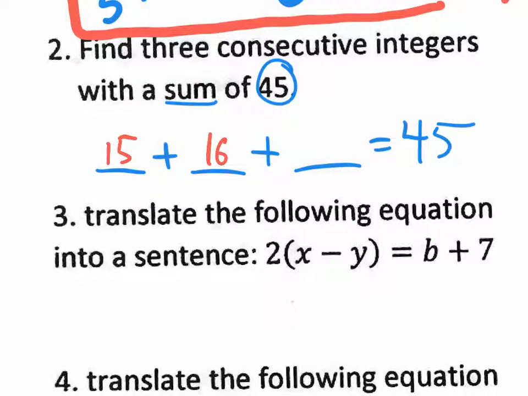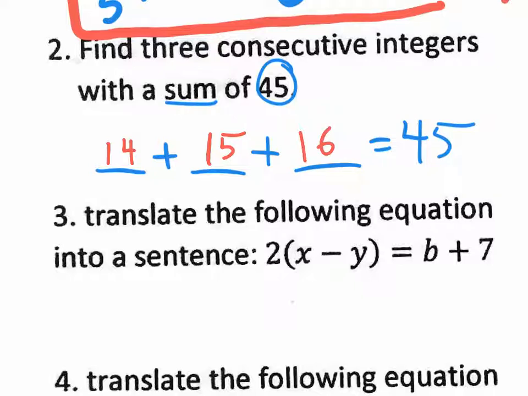15, 16, and 17. Now, of course, you could do this on the calculator, and if you do it on the calculator, it'll be 48, which we know that it's too high. So maybe we need to drop it down a bit. Instead of starting with 15, let's maybe start with like 14 or 13. Okay, so we're guessing and checking here.